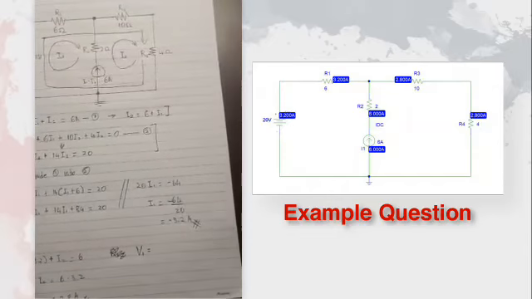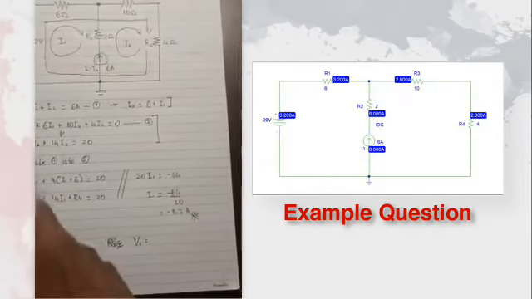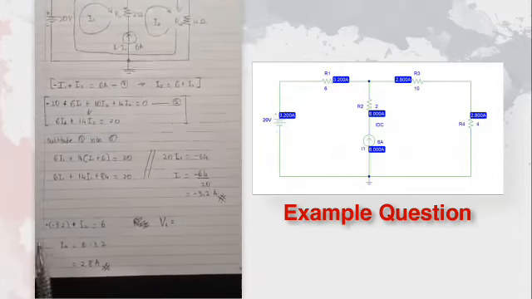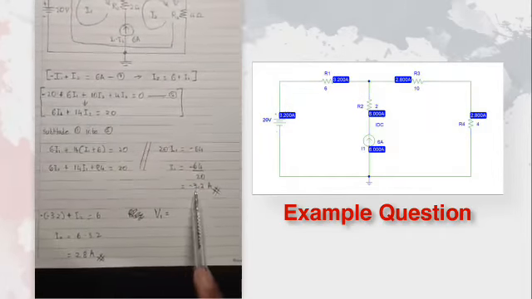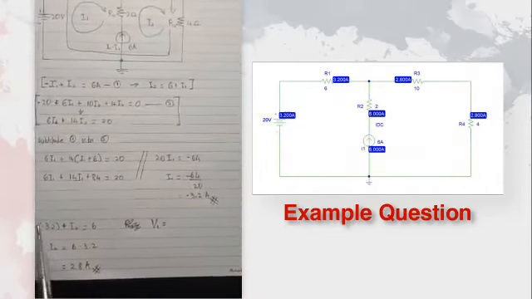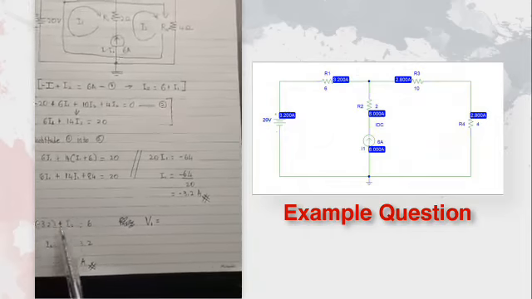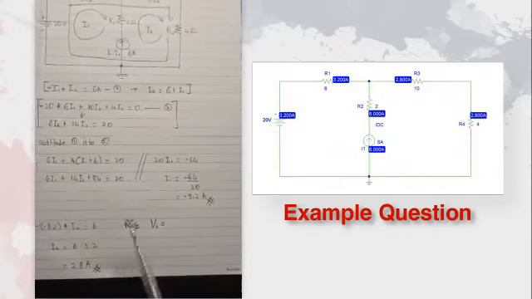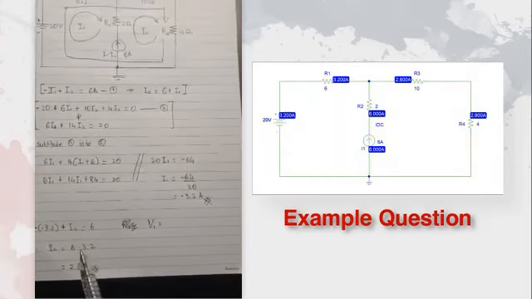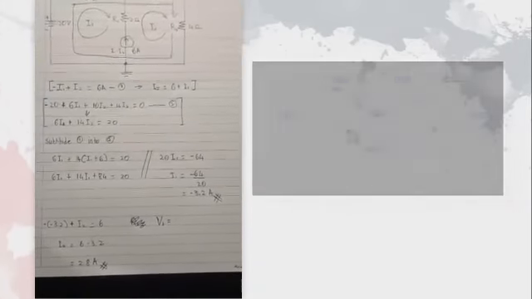After finding I1, we can easily find I2 by using the first equation. So I2 becomes negative of negative 3.2. So here is negative, right? Negative, negative, positive. So after that, we find I2. Bring the 3.2 over here. So I2 equals 6 minus 3.2, which is I2 equals 2.8 ampere.